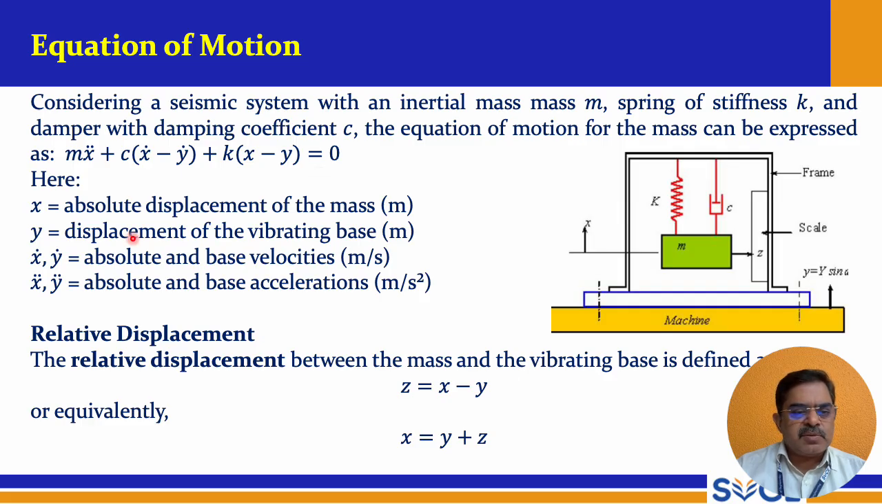x is the absolute displacement of the mass, and y is the displacement of the vibrating base. x dot and y dot are the absolute and base velocities, and x double dot and y double dot are the absolute and base accelerations, in meters per second squared.